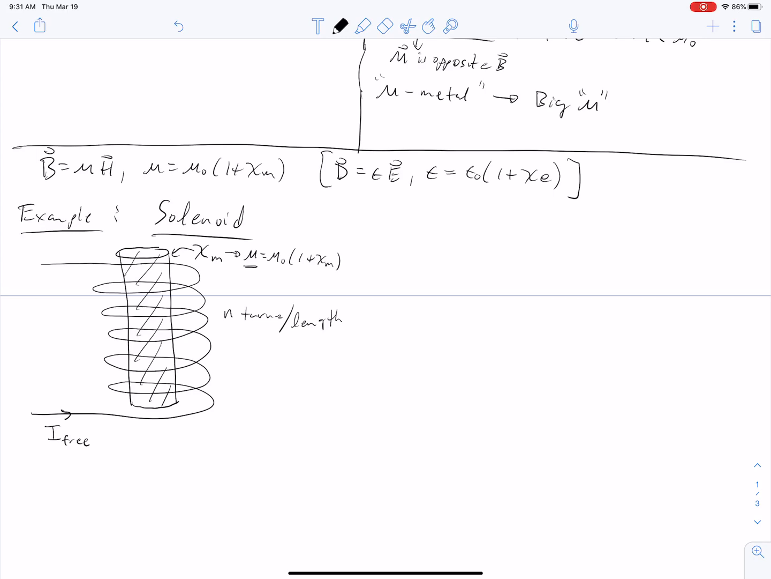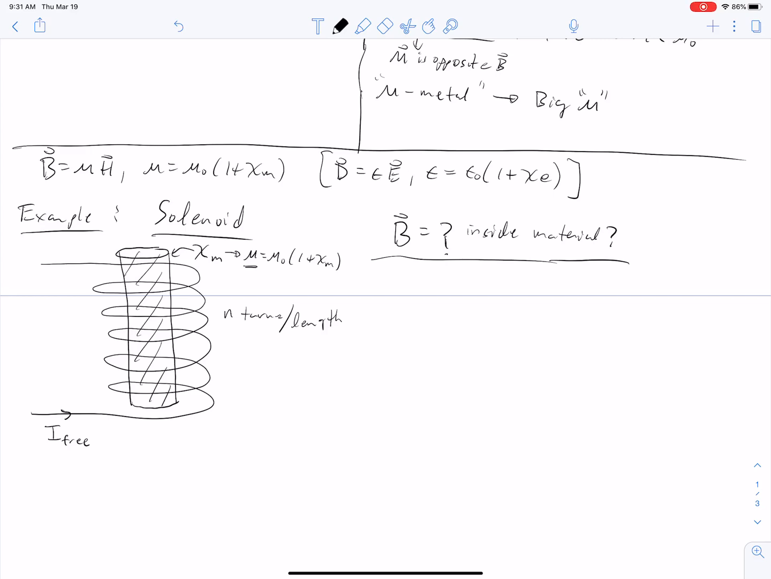And so the question that I'm going to ask you is, what is the magnetic field inside the material? I've given you chi, n, and I free. What is the magnetic field inside the material?